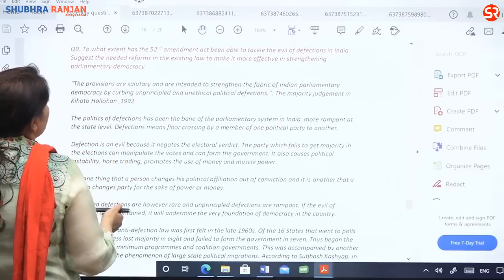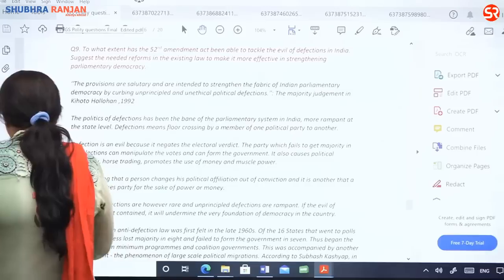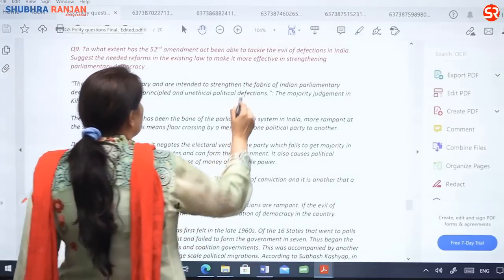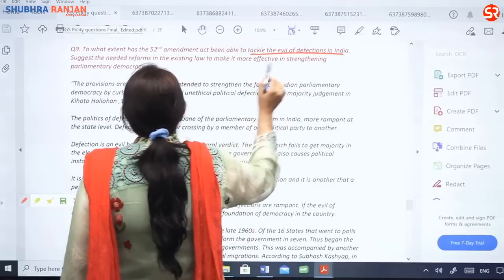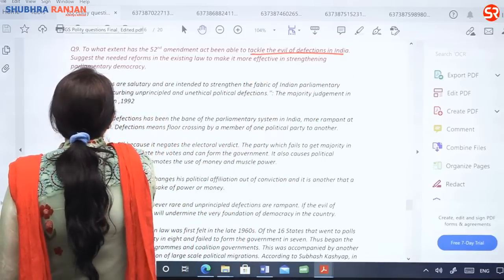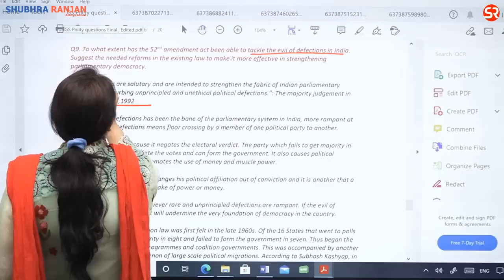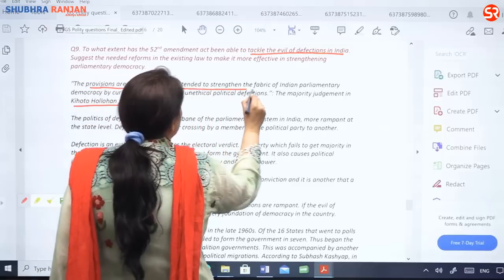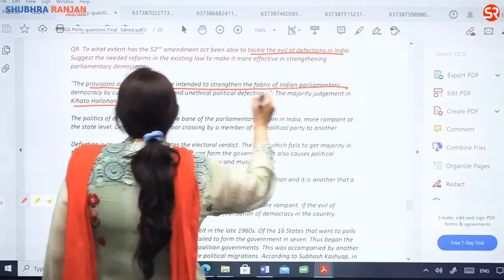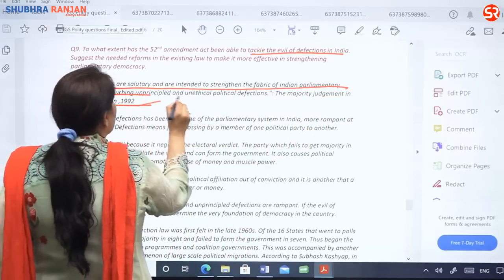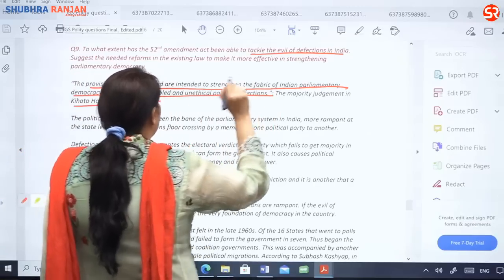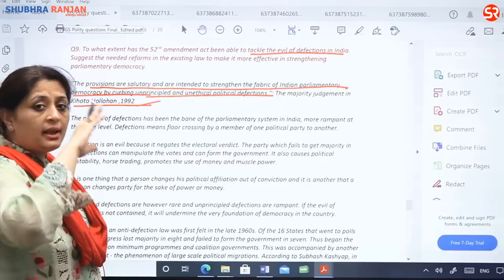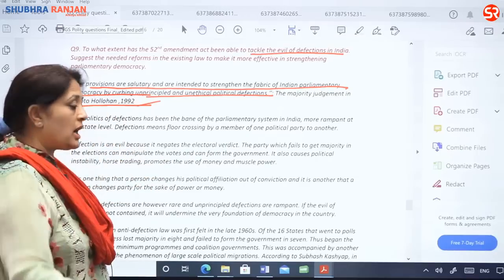To what extent has the 52nd Amendment Act been able to curb the problems of defections in India? So here I have given the judgment of Kihoto Hollohan which tells about the problems, that provisions are salutary, intended to strengthen the fabric of parliamentary democracy by curbing unprincipled and unethical defections. These questions are all probable questions. Introduction, conclusion, just memorize them.